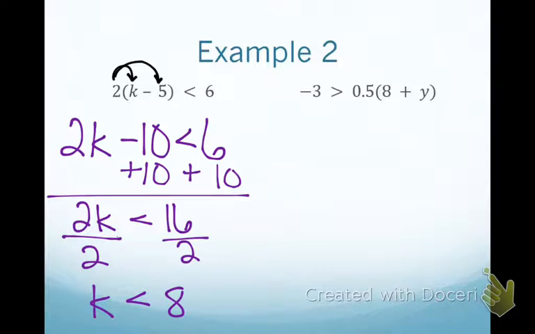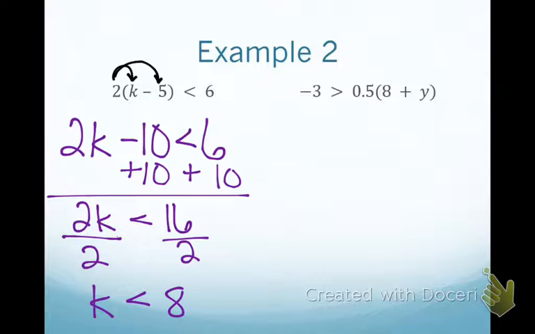All right, now let's look at the next one. Negative 3 is greater than 0.5 times 8 plus y. So we see the distributive property. Go ahead and distribute the 0.5. Then also what you need to be mindful of is that the variable comes after the inequality. You could say it's backwards. I know that's kind of a term that we often use. So we have to be mindful of that for the arrow in our graph.